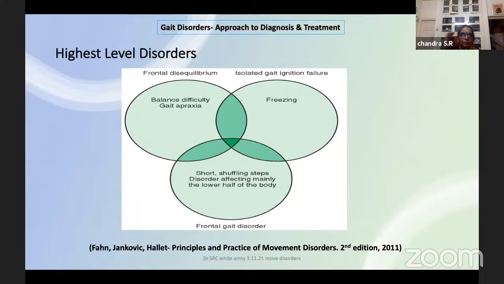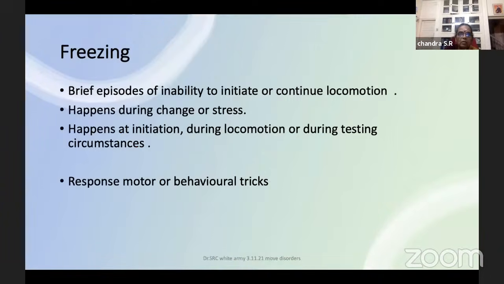equilibrium. And the highest level is the apraxia, which is of praxis, freezing, shuffling. All these movements come under the highest level gait disorder. So patient may become stuck, cannot move at all. He may feel glued to the floor, that is gait apraxia. He may festinate and shuffle. That was that video which did not play. That's the fast movement which happens in basal ganglia disease.